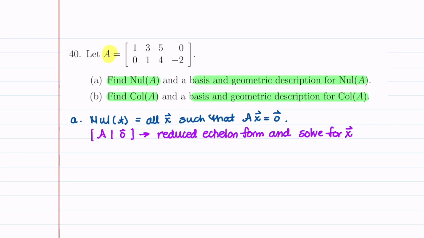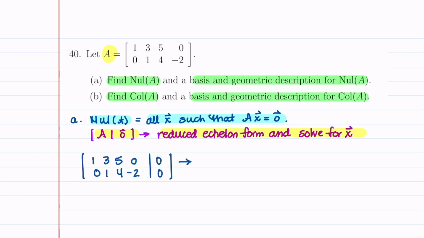Let me first define what the null space of a matrix is. The null space of A is all vectors X such that A times X is equal to 0. So to find the null space, we're going to take our matrix A, augment it with 0, and put it in reduced echelon form and find our vector X. Let's go ahead and write down our matrix A. We have 1, 3, 5, 0, 0, 1, 4, minus 2, and we're going to augment this with 0.